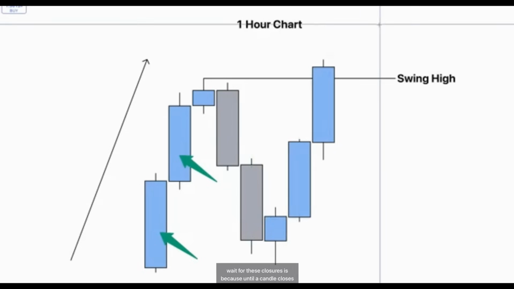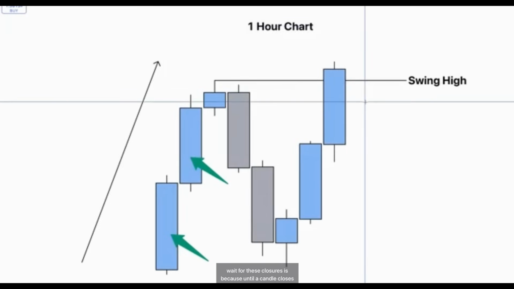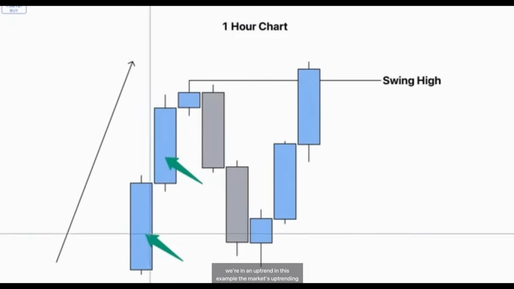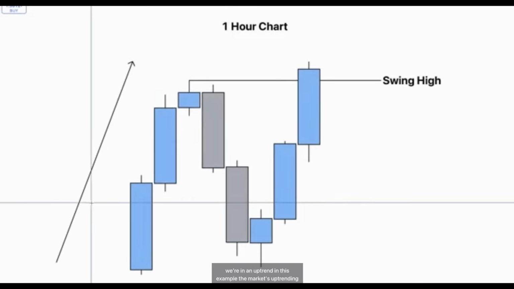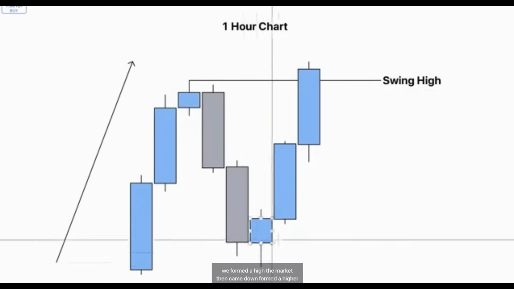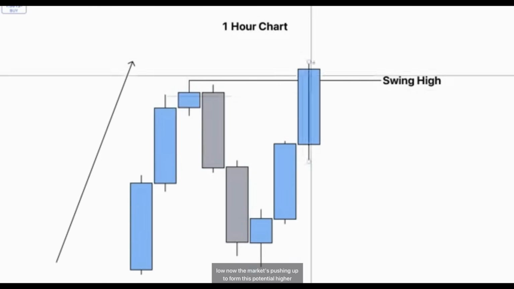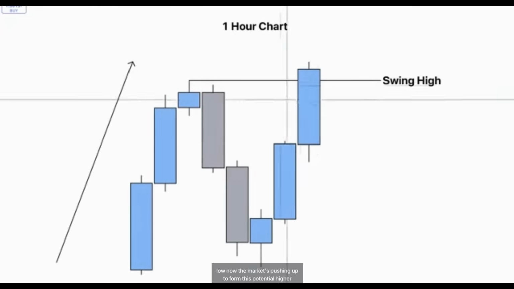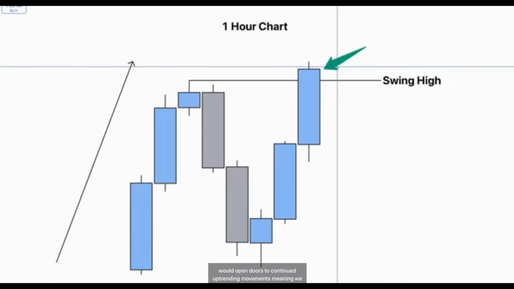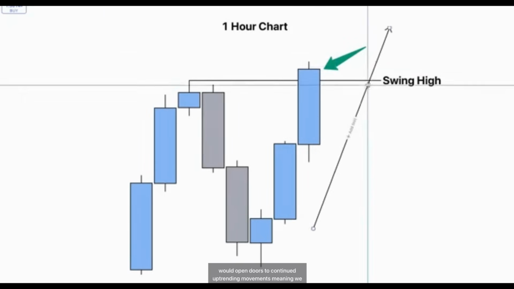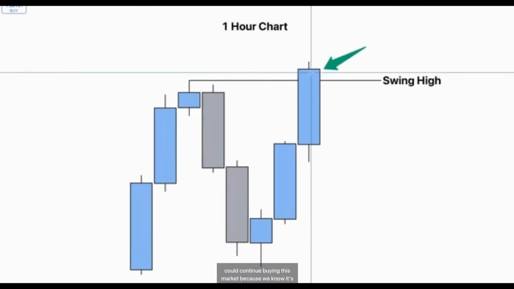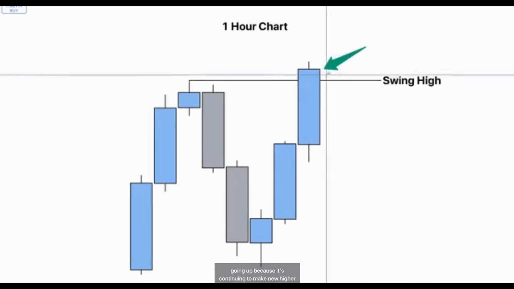Now, the reason we need to wait for these closures is because until a candle closes, it can reverse on itself. Now, if we take a look at this instance, we're in an uptrend in this example. The market's uptrending, we formed a high. The market then came down, formed a higher low. Now the market's pushing up to form this potential higher high. If the market was able to close over this swing high, that would open doors to continued uptrending movements, meaning we could continue buying this market because we know it's going up, because it's continuing to make new higher highs.